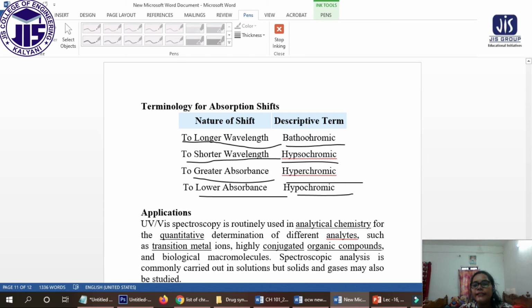So these are some of the terms that we have. From this portion you can have questions like: how do you define the bathochromic shift, how do you define the hypsochromic shift, what do you mean by hyperchromic effect, what do you mean by hypochromic effect. These are some of the short type questions that you can have from this portion.